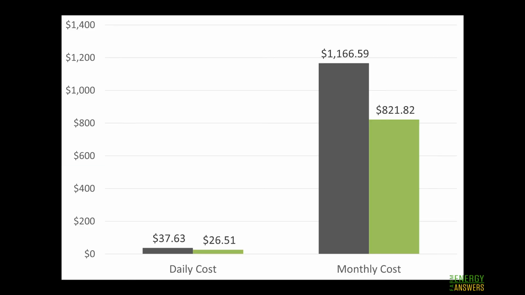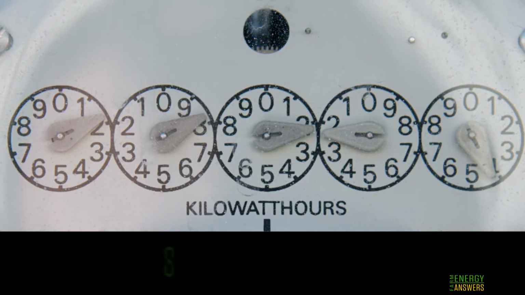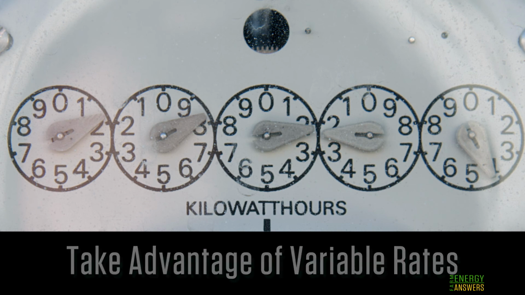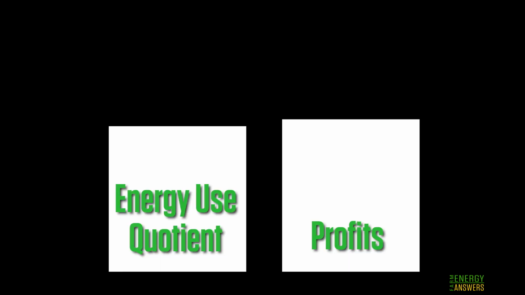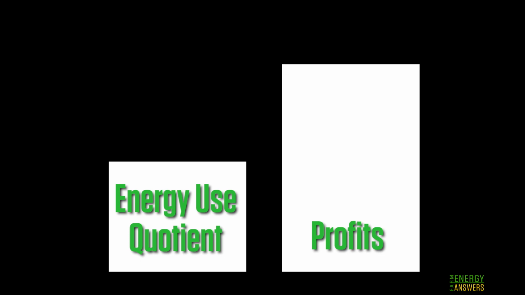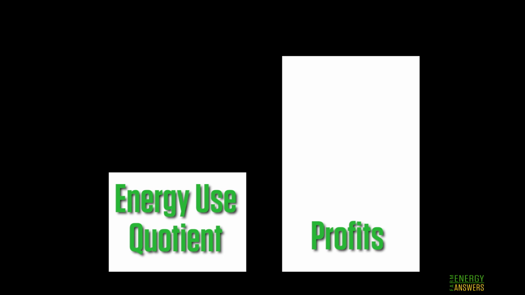For example, it will make it easy to do cost-benefit analysis when considering updating equipment to gain energy efficiency. In addition, you may be able to schedule electricity usage to decrease demand charges or take advantage of variable rates. In our next video, we will talk about how to analyze the numbers you've calculated and how to bring the overall energy use quotient down so that you can see profits go up.